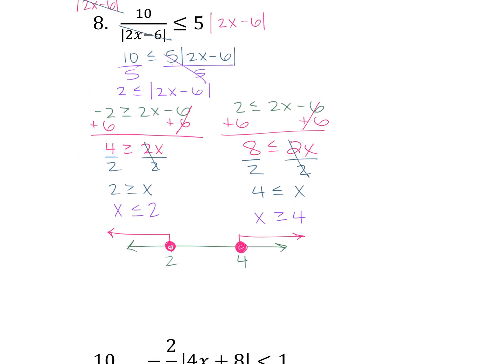the right, which means the interval notation on this one is going to go from negative infinity up to 2, including the 2, so bracket on the 2, with a union of 4, including the 4, so bracket on the 4, comma, infinity.